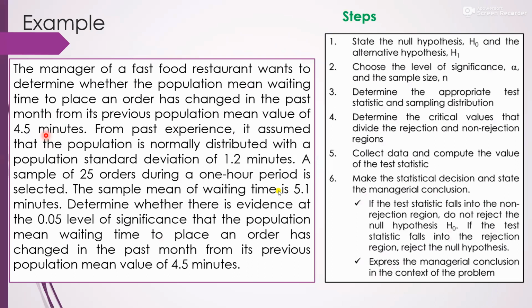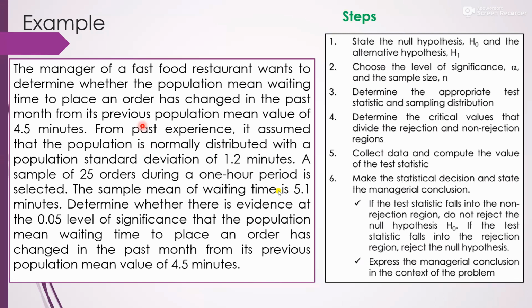But they don't know whether the mean waiting time to place an order has improved or not improved. That part is not decided. Anyway, they believe that the waiting time has changed from the previous month's 4.5 minutes. From past experience, it's assumed that the population is normally distributed with a population standard deviation of 1.2 minutes. This is the information regarding the population.